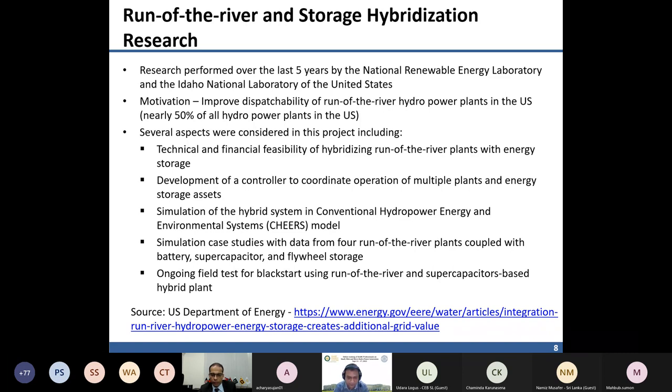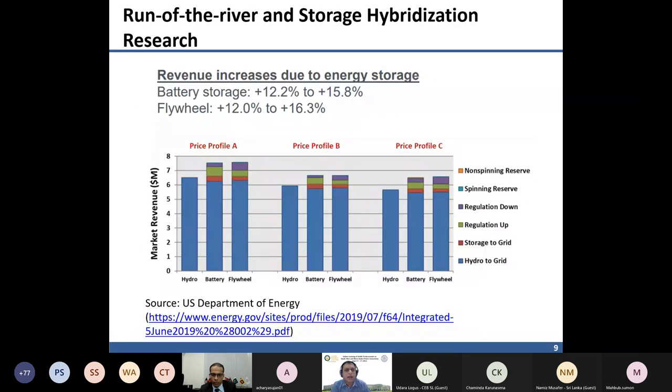and grid restoration support? And if you want more details about it, I have put the reference here. You are free to go there, download this presentation, and you'll have a lot more information about what all was done in this research effort. So let me now also talk about what are the benefits that they got in terms of revenue increases when they did this hybridization and did the simulations.